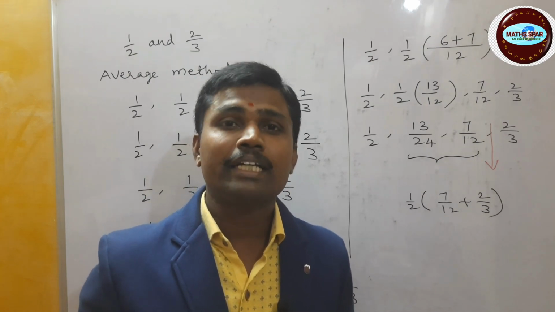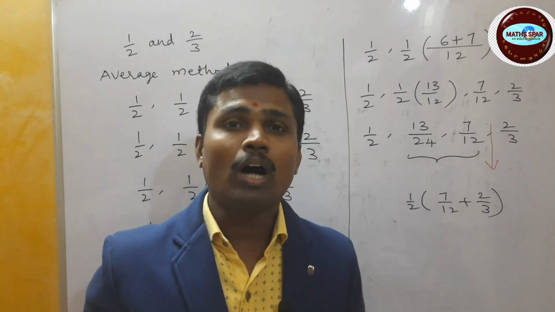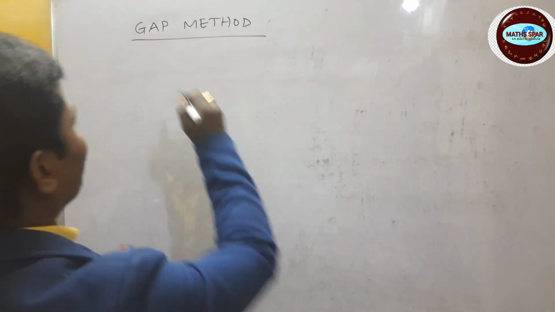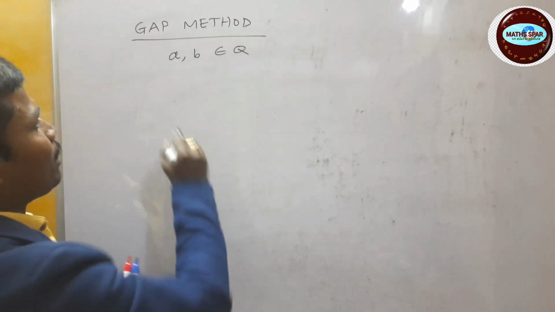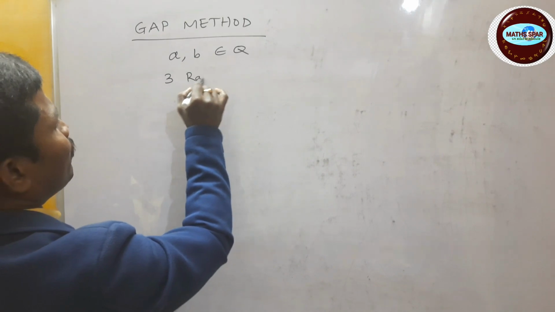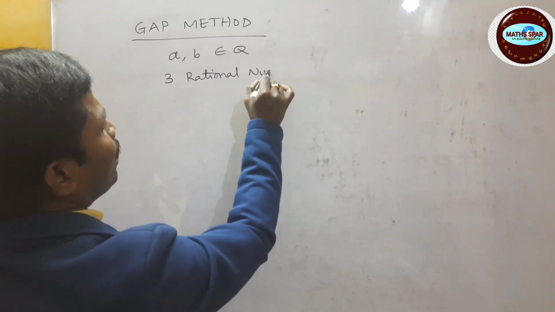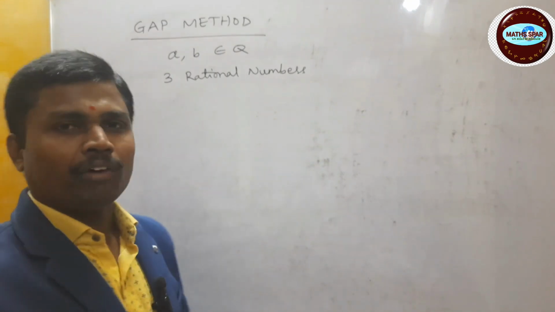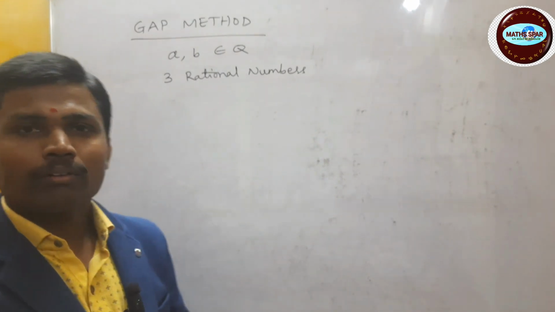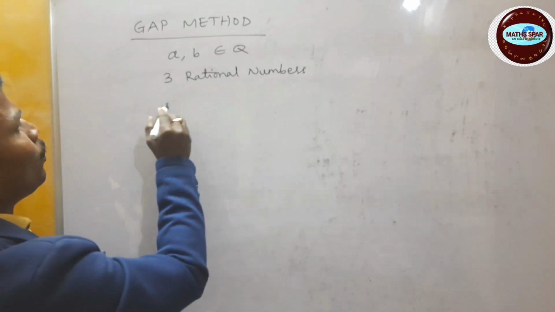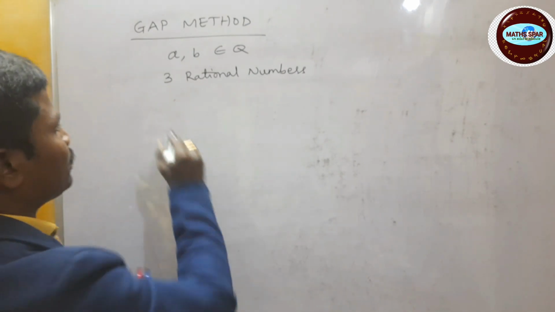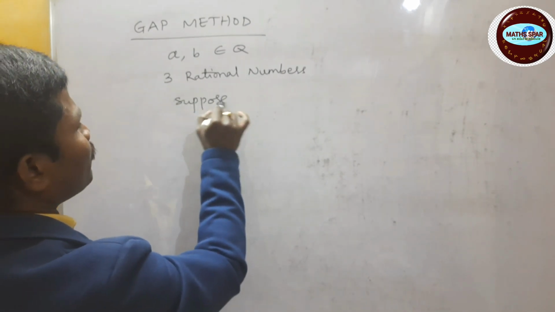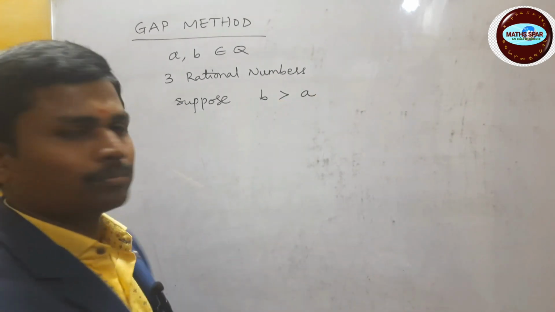Yes, we have the gap method. Let us see what that gap method is. If A and B are two rational numbers and three rational numbers are asked to find in between these two rational numbers, then we need to find which one is greater amongst these two. Say suppose B is greater than A.